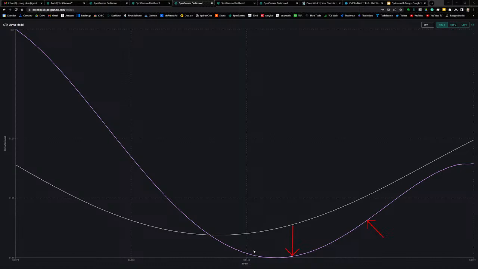Then on the other hand, as price decreases and implied volatility increases, the addition of implied volatility is indicating that market makers will have more delta notional.